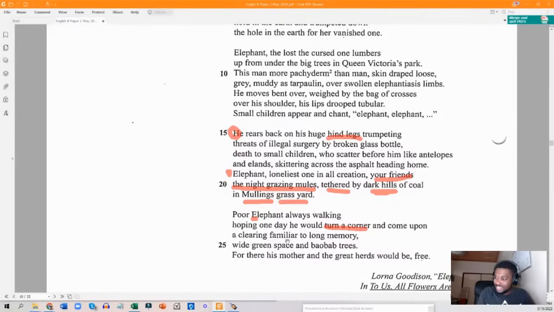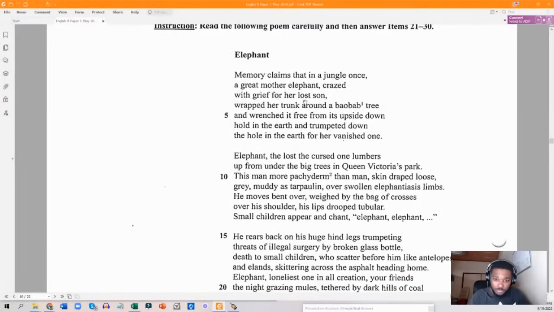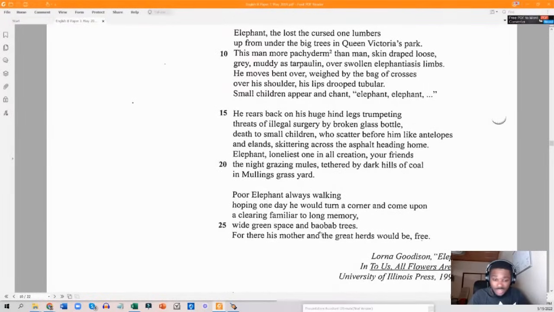So the clearing here that he wants to come up on is not the literal grassland. It's really just a new stage in life. He doesn't want to just live and die like this. He doesn't want this to be the end of him. But we have here mentioned again the green space. Why would this man, if he's a real human, be hoping to find this space here? The reason is the poet is continuing the comparison between this mother elephant and this man called elephant.